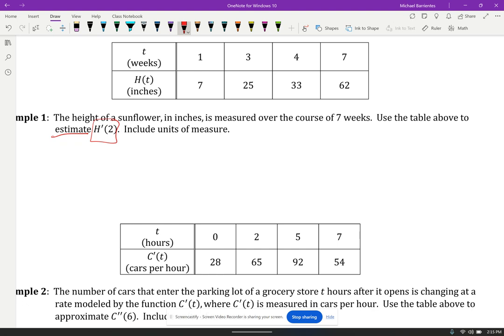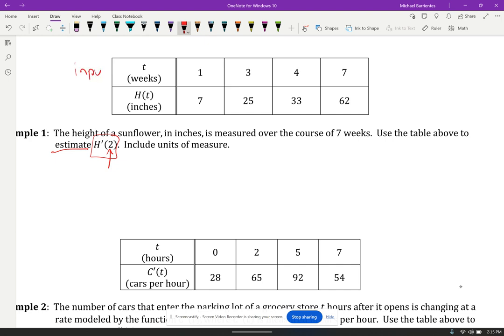And the way we estimate it is to choose points that are close to that time measurement. Remember, this is your input, time. This is your output, height. And so when I look at this, the closest time measurements to 2 are this one and this one. So 2 is somewhere in between. So let's use those two to estimate. How do we estimate? Well, we estimate by taking a slope. So h prime of 2 is about the output at 3, which is 25, minus the output at 1, which is 7, divided by 3 minus 1.